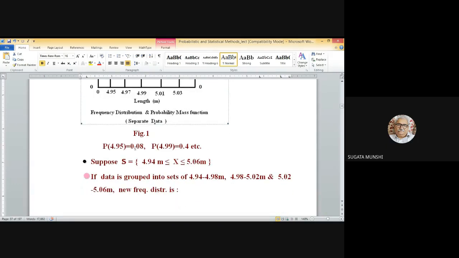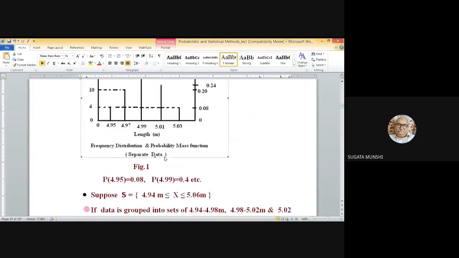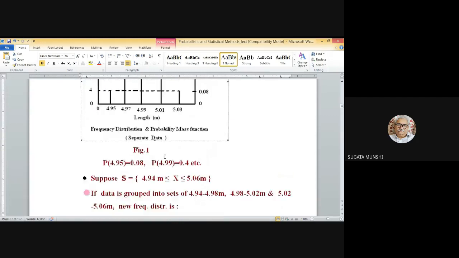Now, these are the values I have indicated them, 0.08, etc. So what is the sample space here? Capital X could take on values from 4.94 meter to 5.06 meter. Now, this is the probability mass function.